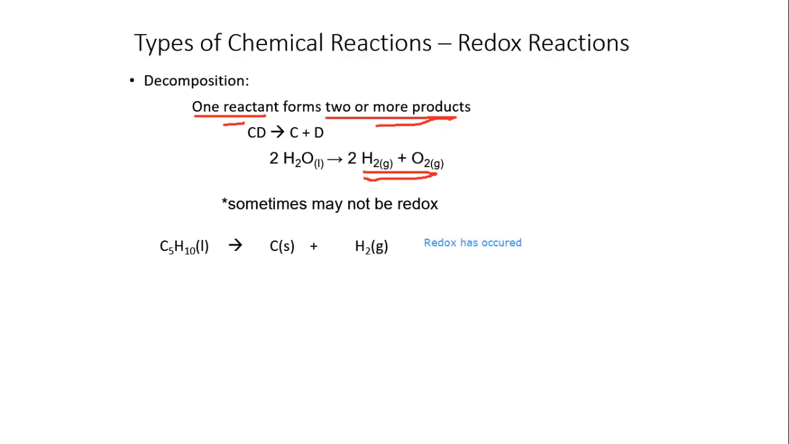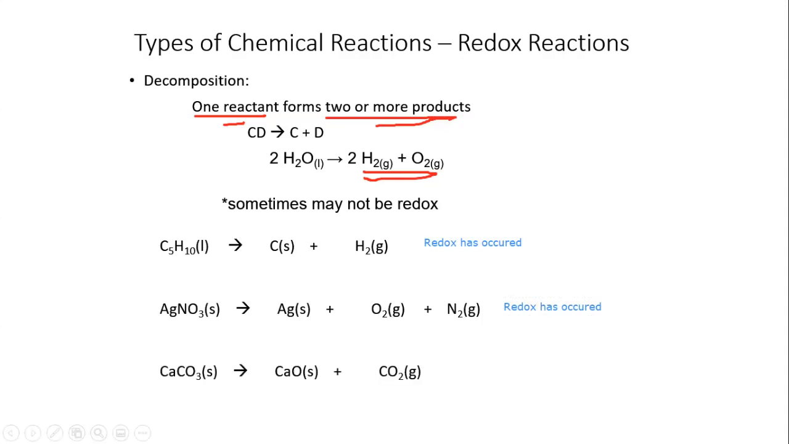We look at the next example. We have the decomposition of silver nitrate into silver, oxygen, and nitrogen. Since we produced elements, redox has occurred. So we went from a compound to elements, definitely redox has occurred. Next, we take calcium carbonate. It decomposes into calcium oxide and CO2. Now this is decomposition, but redox has not occurred.